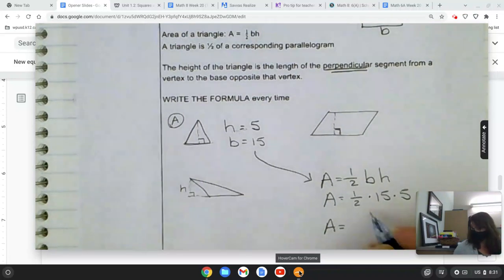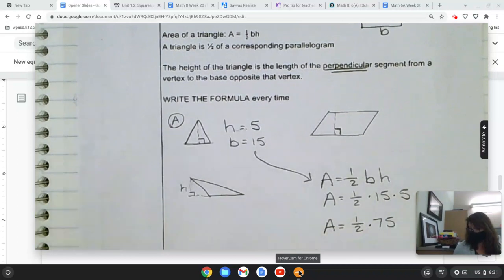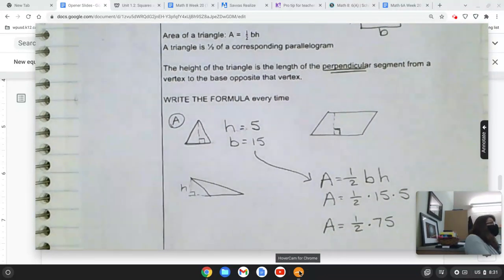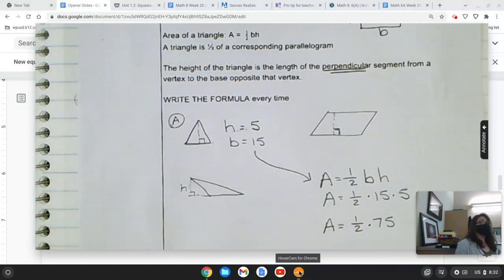Okay. So now we have 1/2 times 75. Now, 1/2 times 75 is exactly what he said. It's splitting it in half. If I have $17, and I'm going to give half to Dylan, I'm going to give half to Reno, how much are they going to get?